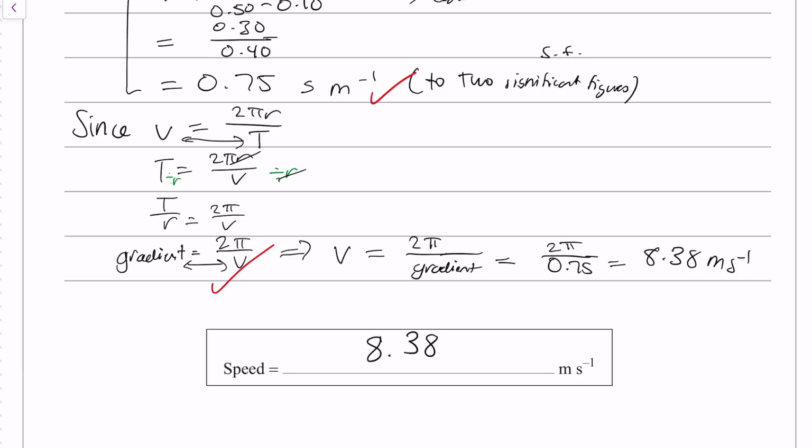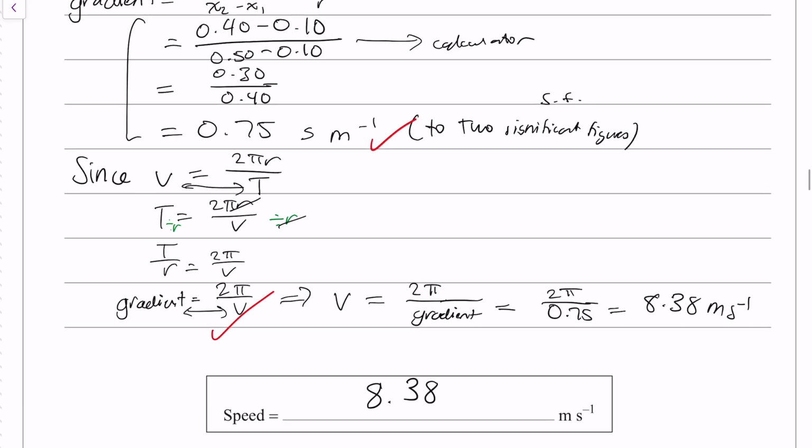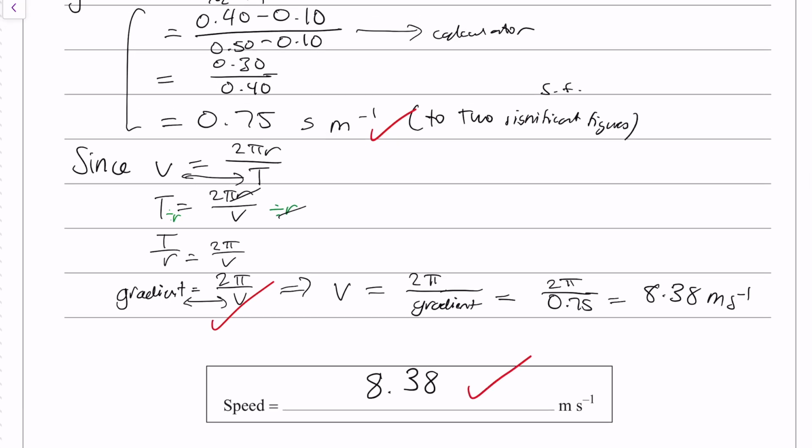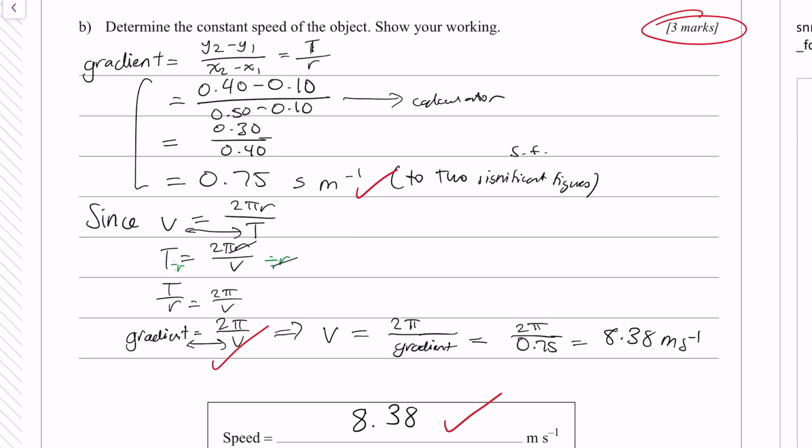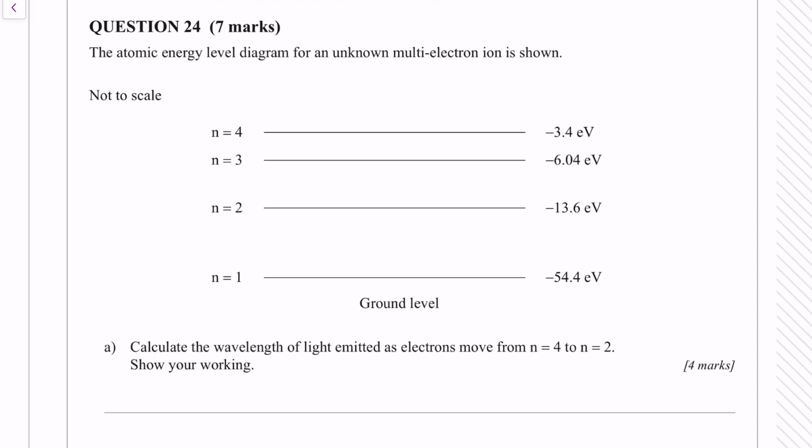All right, and then obviously the last step would be calculating the constant speed of the object, as what the question asks. But remember, show your working, all right? In order to get to 8.38, you need to have done all these steps, so make sure you write them down, okay?